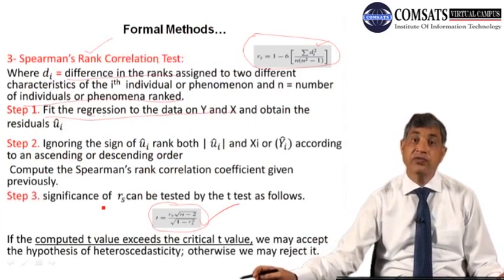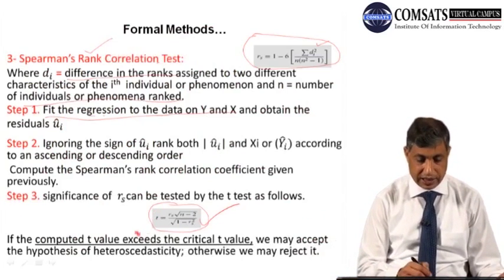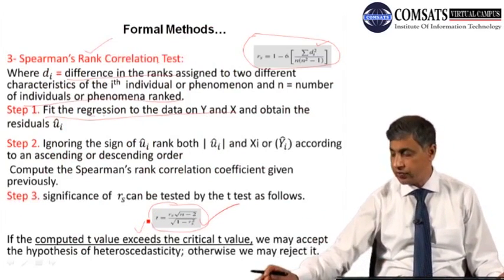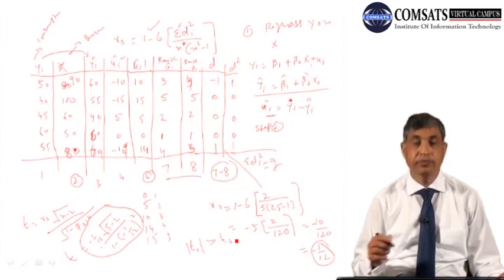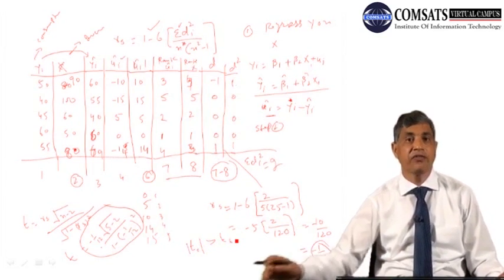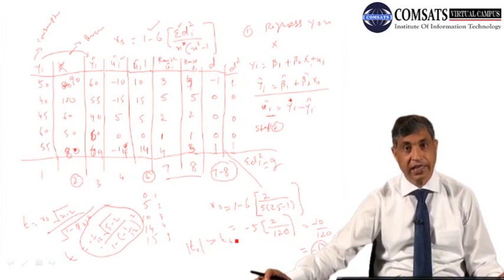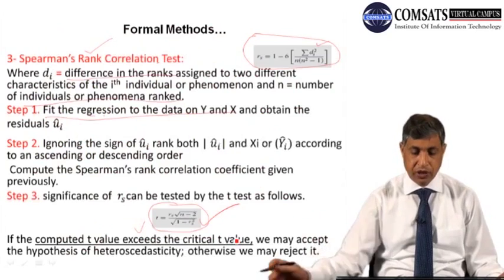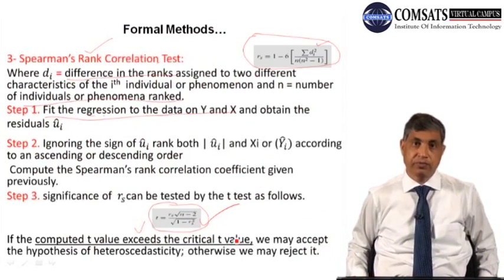When you get this, it will be T calculated, and if T calculated exceeds the critical T value, for example if your T calculated exceeds the value of T tabulated at this degree of freedom and the confidence level you have, we may accept the hypothesis of heteroscedasticity.